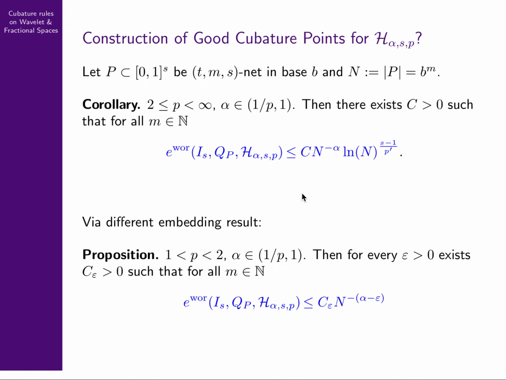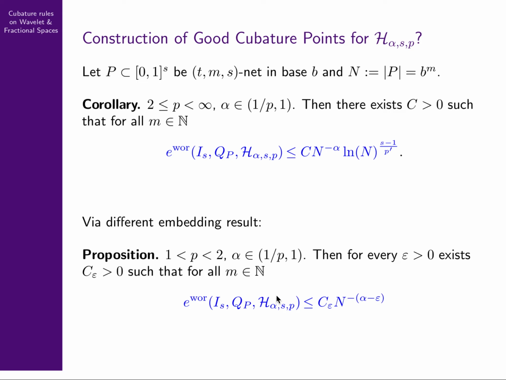Okay, so we don't have such a nice result in the remaining setting where the parameter p is strictly between 1 and 2. There it's a little bit worse, but still we are able to prove some reasonably good result. For every epsilon strictly larger than 0, there exists a constant C_epsilon strictly larger than 0, such that for all natural numbers m, we have the following. The worst case error is bounded from above by C_epsilon times N to the power minus alpha minus epsilon.